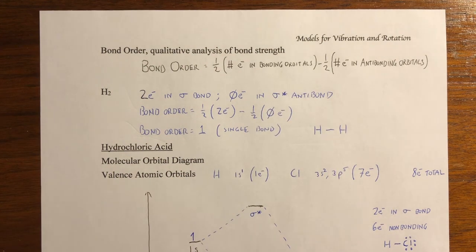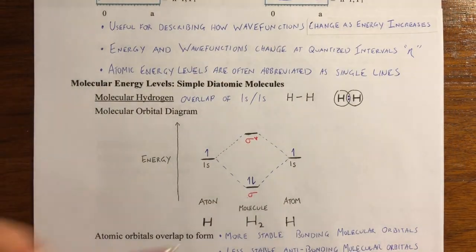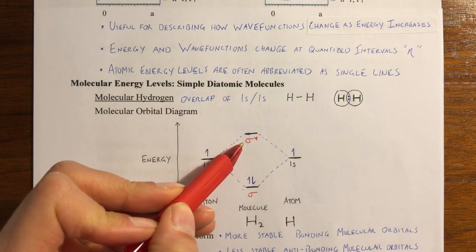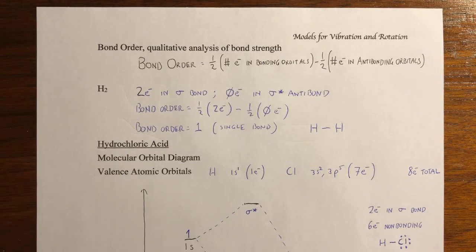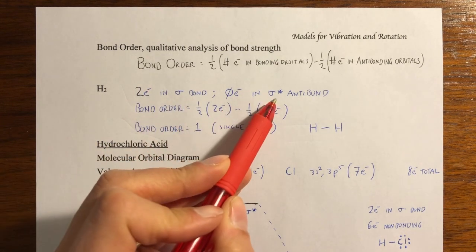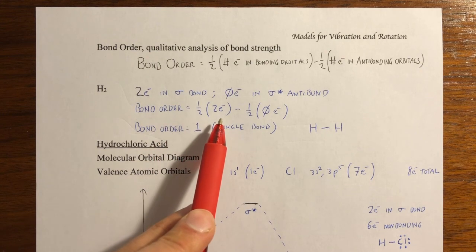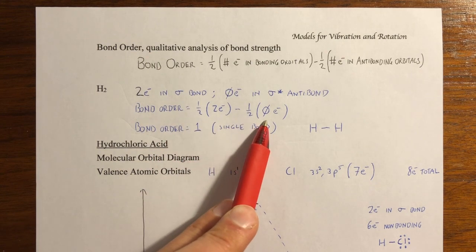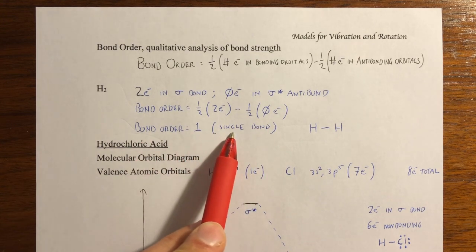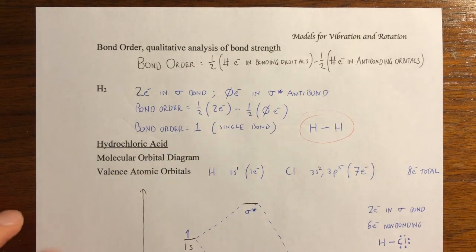So for our example of molecular hydrogen, we have 2 electrons in a bonding orbital and 0 electrons in an antibonding orbital. So using our equation, we have 2 electrons in a sigma bond, we have 0 electrons in our sigma star antibond. So the bond order would be equal to 1/2 of 2 minus 1/2 of 0. And so our bond order would be equal to 1, and that corresponds with a single bond. And that's where we get our single bond in H2.